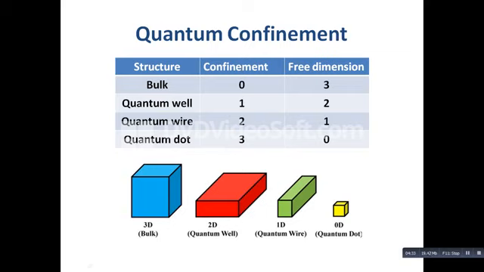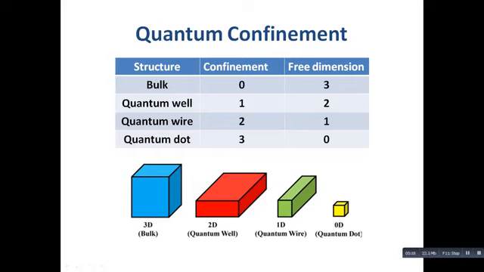So for a bulk dimension, you see this blue particle is a bulk particle. It's a large sized particle, so it has a confinement dimension of 0 and free dimension of 3. So what do we understand by this? That means a charge carrier is able to move in all three directions in a bulk material. Three directions means if we consider the x axis, y axis, z axis, those three can be considered as free dimensions. That means a charge carrier is not confined along any direction, so it is able to move in all three axes or directions.